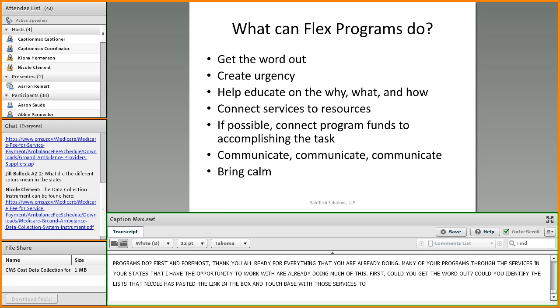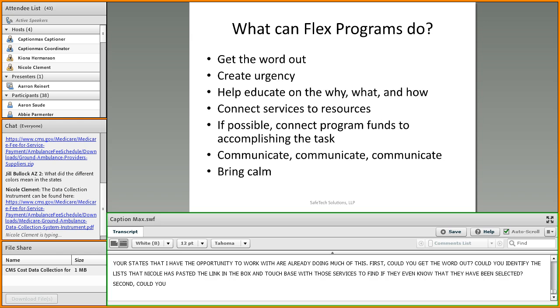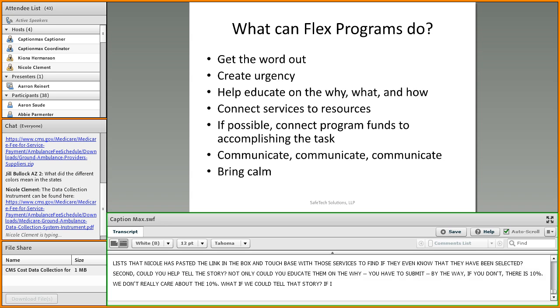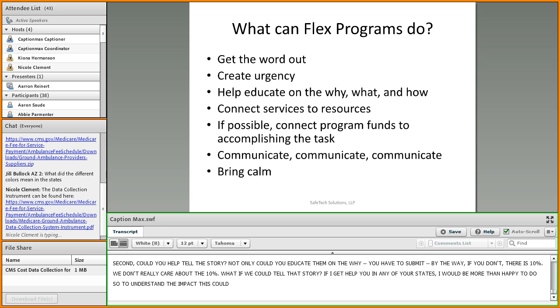So lastly, in my humble opinion, and no arrogance intended here at all, what might Flex programs do? First and foremost, thank you already for everything that you are already doing. I know many of your programs through the services in your states that I have the opportunity to work with are already doing much of this. First, could you get the word out? Could you identify the list that Nicole has pasted, the link in the box, and touch base with those services to see if they even know that they've been selected?